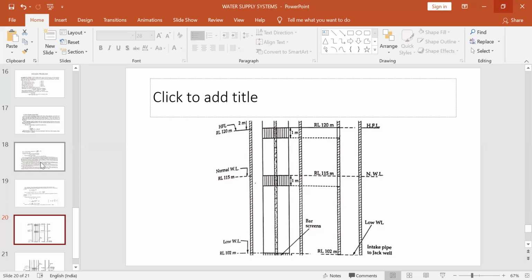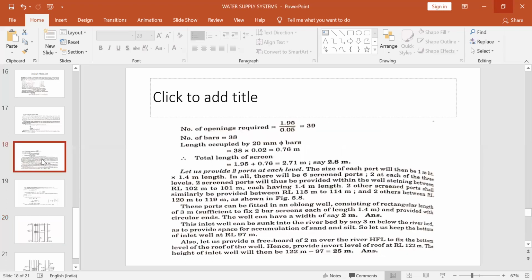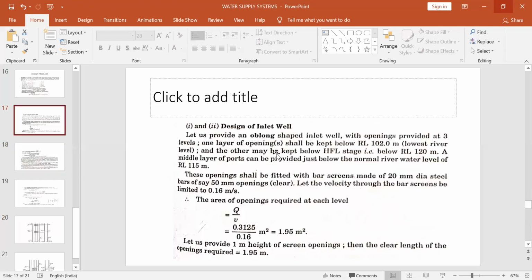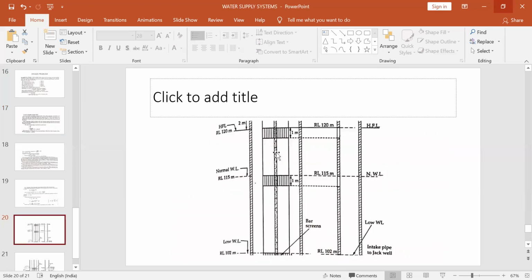In this slide you see, one layer of openings shall be kept at RL 102, the lowest water level. The other layer may be kept at HFL stage, and the middle layer of ports can be provided just below the normal level. So we are providing 3 ports at 3 different water levels. These openings shall be fitted with bar screens. Now let us take these openings. So these are nothing but your bar screens, these are coarse screens.